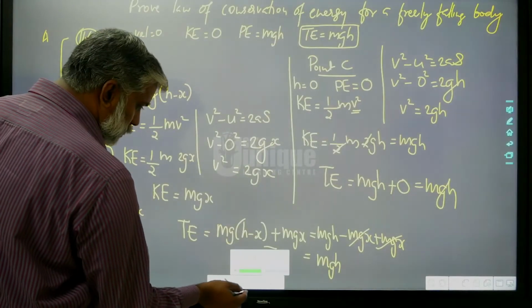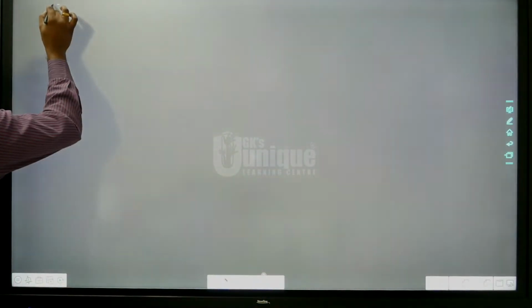Once again, so what are you going to prove? You are going to prove law of conservation of energy for a freely falling body. So first draw a figure, draw the picture.